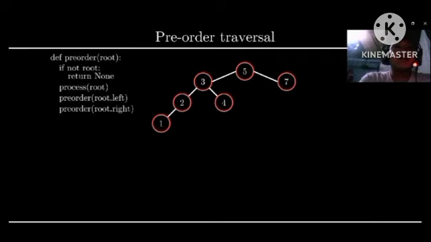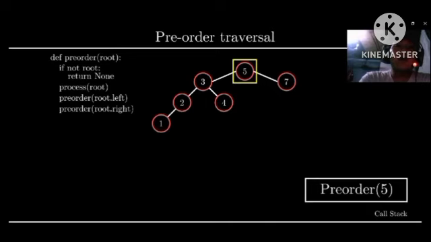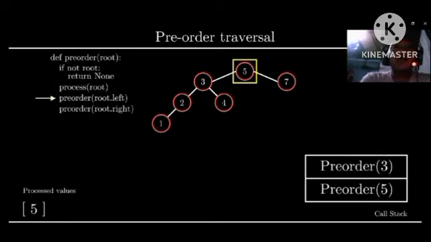So first, we start the traversal by making a recursive call to the root of the tree, which is marked as 5. As a result, we push this call into our call stack. Now that we're at 5, we process its value and then make another recursive call to its left subtree, which is 3. Here, we push pre-order 3 into our call stack, and in pre-order 3, we process this value and make a recursive call to its left subtree, which is 2.